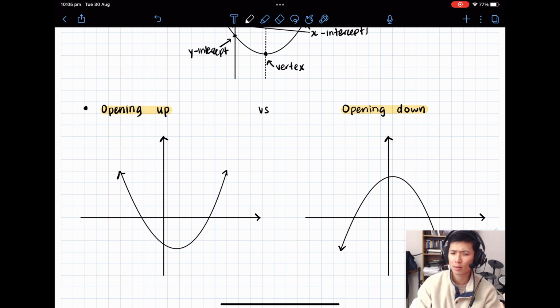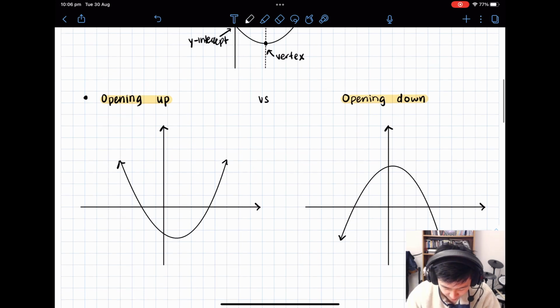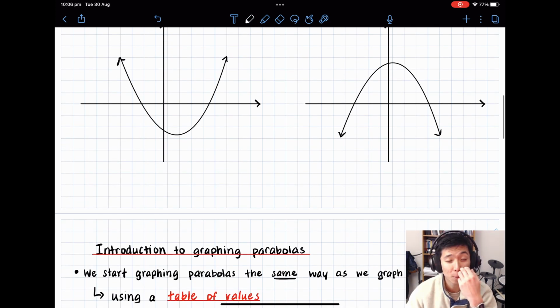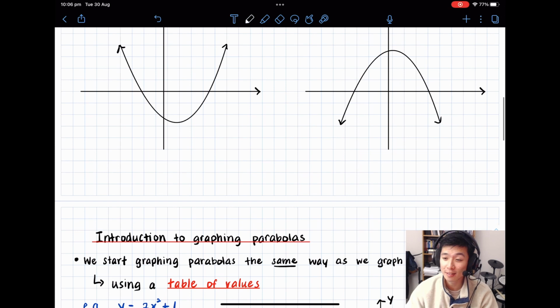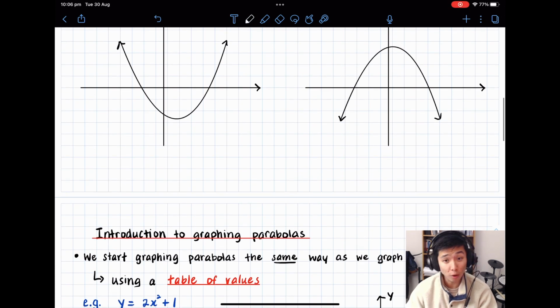You might think, oh, sir, do they ever open sideways? They do, but we're not going to study those. And if you do choose advanced math, we'll study sideways parabolas in Year 11 and 12. But for Year 10, don't worry. Once you know all these things, let's actually start drawing parabolas.